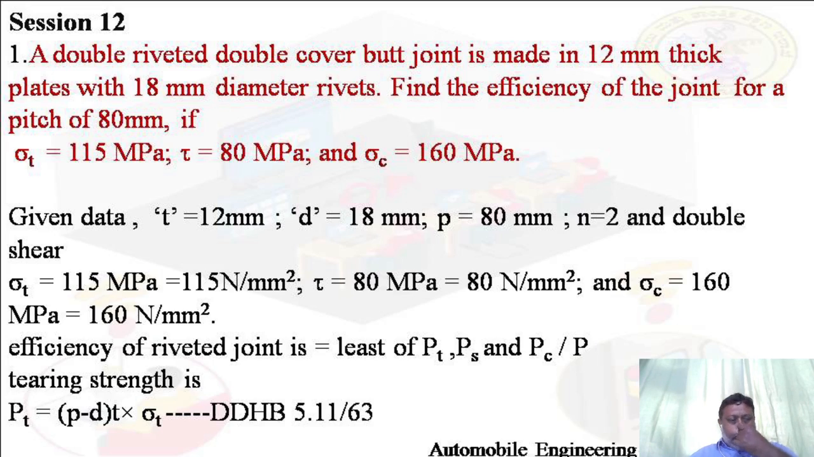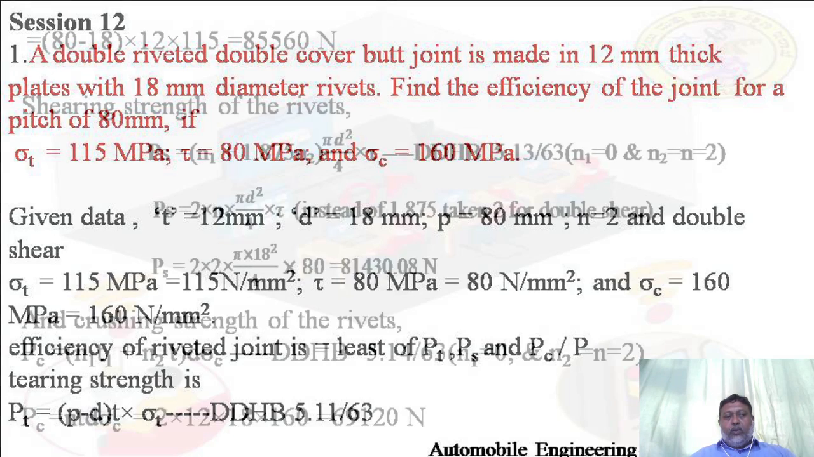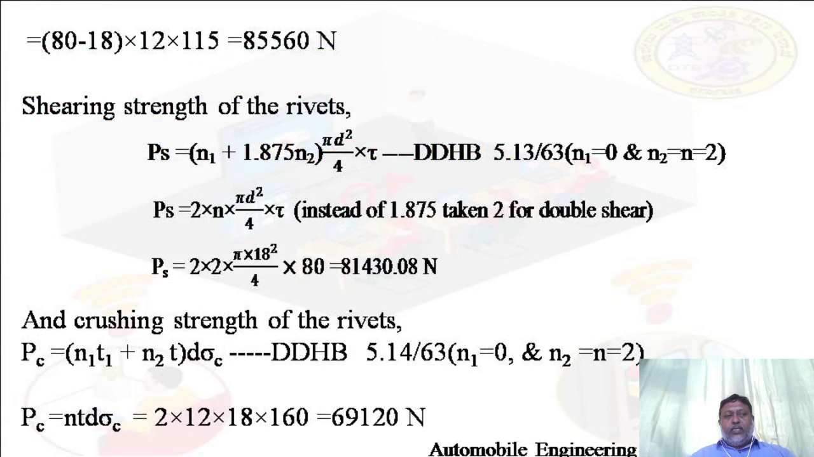Now first of all we calculate the PT, that is the strength to be calculated. Therefore first we begin with PT. PT is given by (p minus d) t sigma t, that is there in our data handbook, equation number 5.11. With the help of the equation and the data available in the problem, substituting the two, we will have the value of the strength as 85,560 Newton.